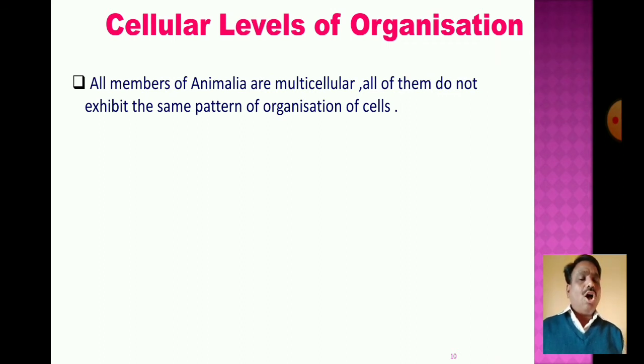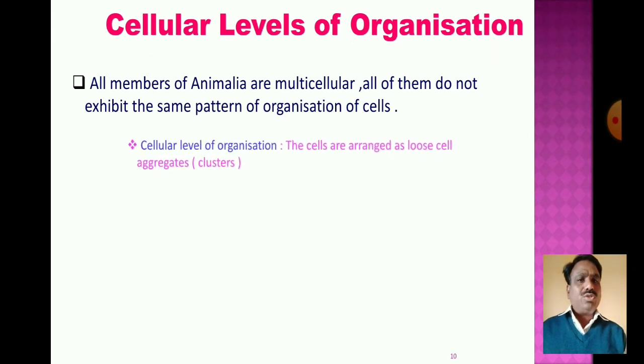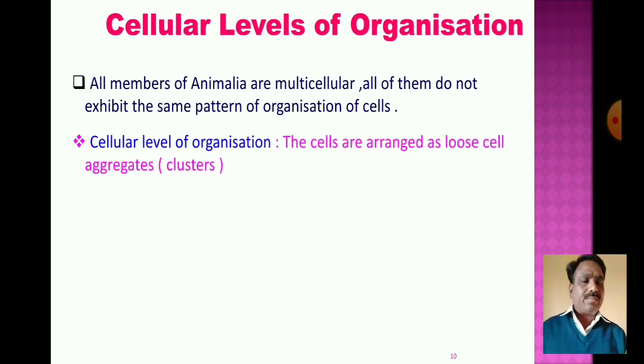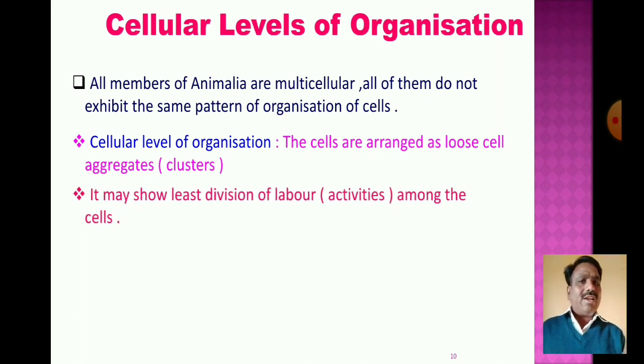In the animal kingdom Animalia, all members have multicellular bodies, and all of them do not exhibit the same pattern of organization of the cells. This is a very important point to discuss here: the cellular level of organization. In the cellular level of organization, the cells are arranged as loose cells or aggregate cells, that means cluster cells.